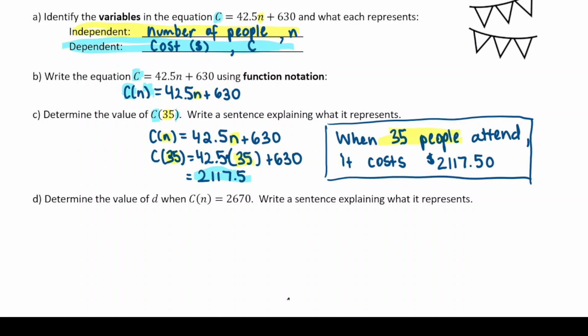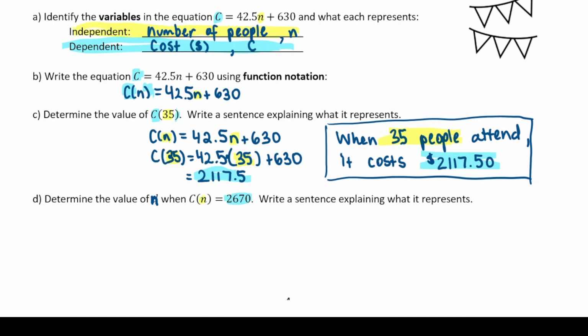And I'm sticking with my colors here. 35 people was the input. This cost was the output. Okay, let's do a question where we have to go backwards. So here we say, and this is a typo in the notes, determine the value of n, not d, when C of n equals 2,670. So this time they're telling me the cost. I'm trying to find the number of people.